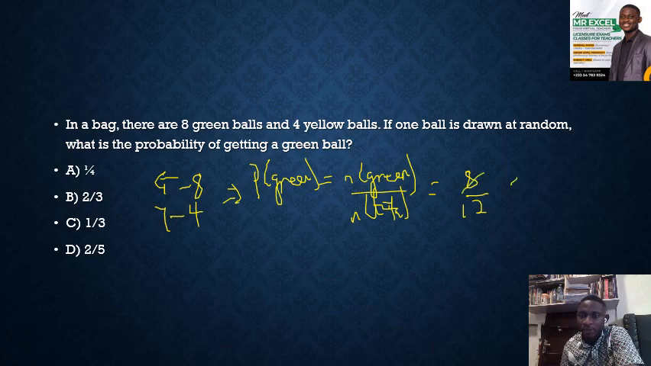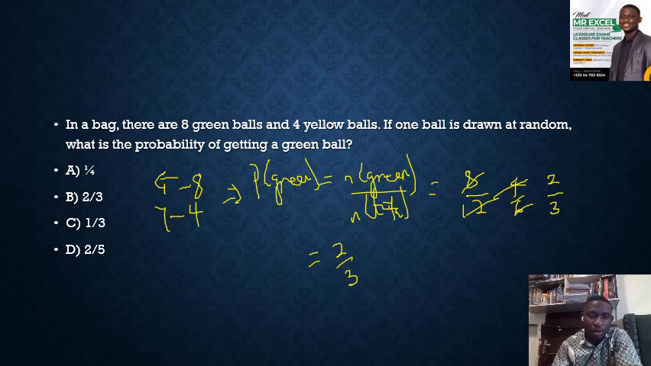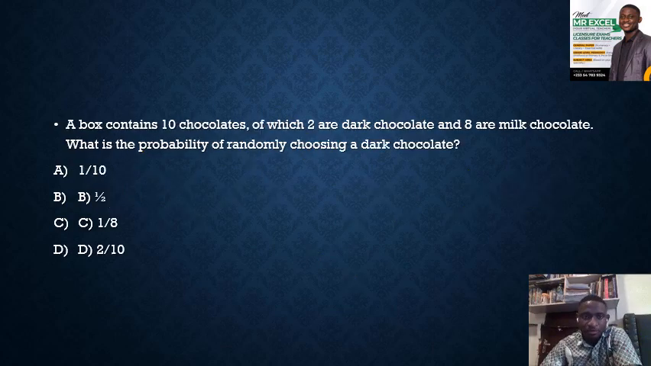So then, what number can divide 8 and divide 12? So 2 goes here, 4, and 2 goes here, 6. What number can divide 4 and 6? 2 goes here, 2, and 2 goes here, 3. Is there a number that can divide 3 and 2? No. So then our final answer is what? 2 on 3. So the probability of picking a green ball is 2 on 3. Now we come to our options. Option B, we have it there.